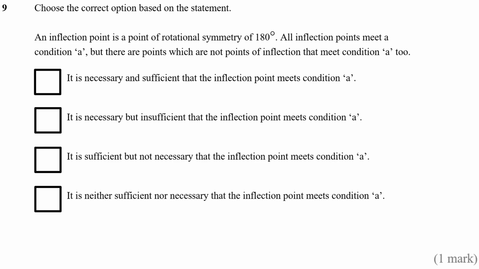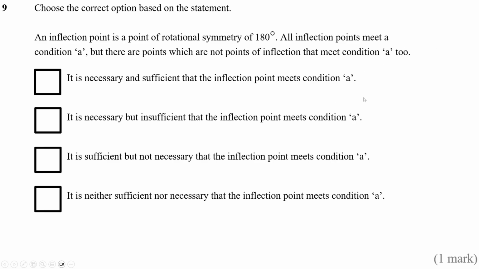But anyways, we're told that all inflection points meet condition A, but there are points which are not points of inflection that meet condition A too. So if it's an inflection point, it meets condition A. Actually no, let me phrase it like this. If it's condition A, then it's not 100% an inflection point. Just think about it. If A, then it's not always an inflection point. But if it's an inflection point, it's always A.